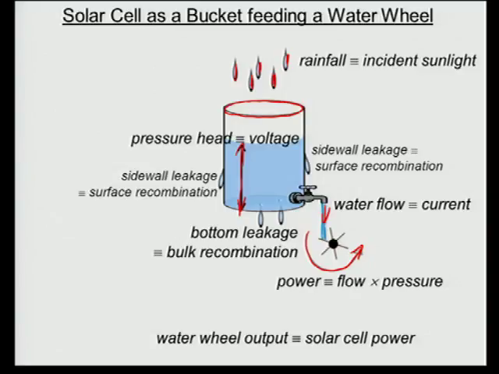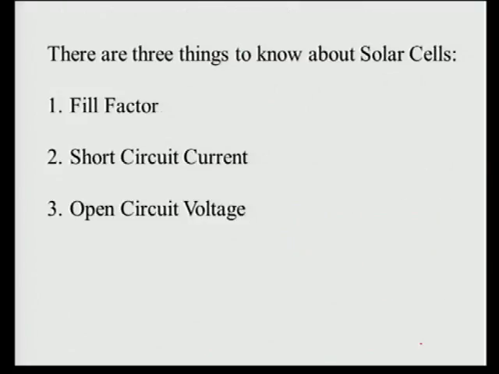Now, what's working against you? Well, if the water leaks out the bottom, that's similar to bulk recombination in a semiconductor. So this is the analogy to a solar cell. If it leaks out the side, that's like surface recombination. Now, the recombination is very important because you need to build up a big pressure head. You don't want it just to have water. You want to have water coming out with a certain amount of pressure. So the water flow is like current, and the pressure is like voltage. And so this is the analogy, current times voltage. That's your solar cell output power.